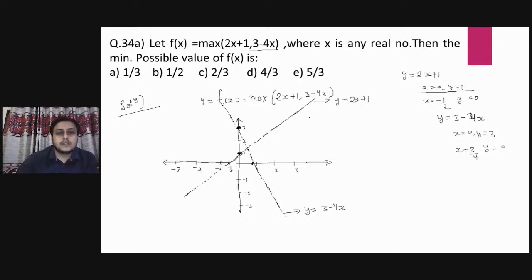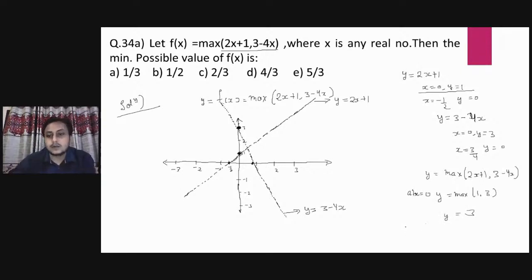So guys, what is the meaning of this one, that y equals to, or you can say f(x) equals to maximum of 2x plus 1 comma 3 minus 4x? Let's say at x equals to 0, you will get y equals to maximum of this pair. At x equals to 0, this becomes 2 into 0 plus 1, that is 1, and this is 3. So guys, at x equals to 0, the second equation gives you the maximum value, means maximum of 1 comma 3, y comes out to be 3. At x equals to 0, y is 3, right?